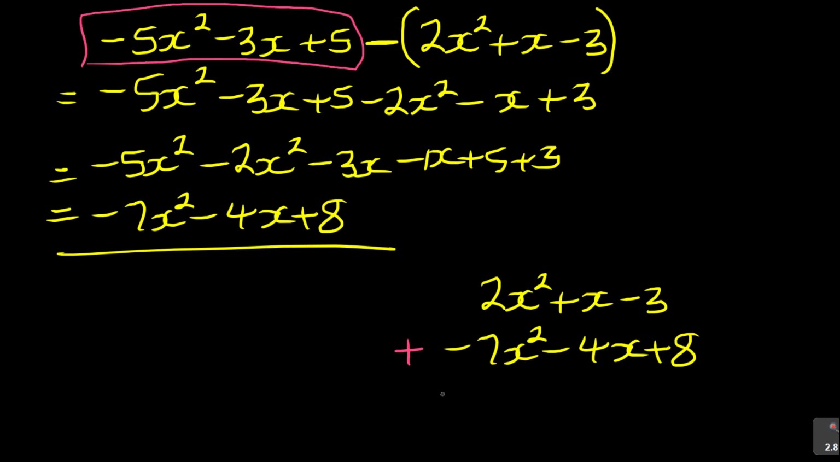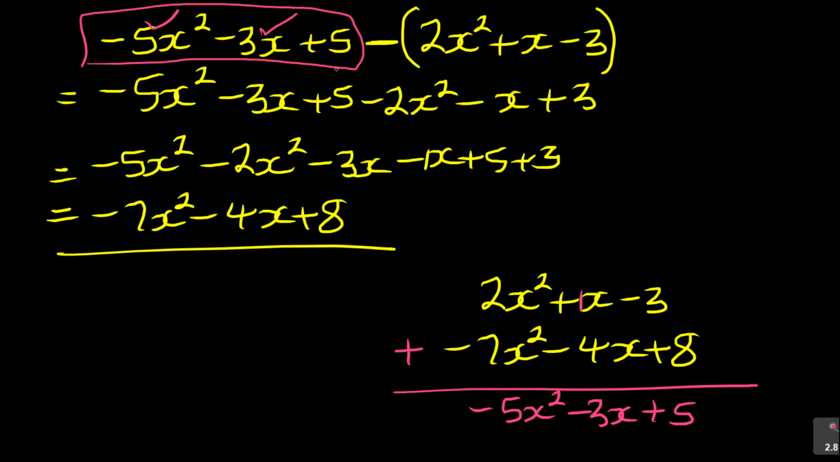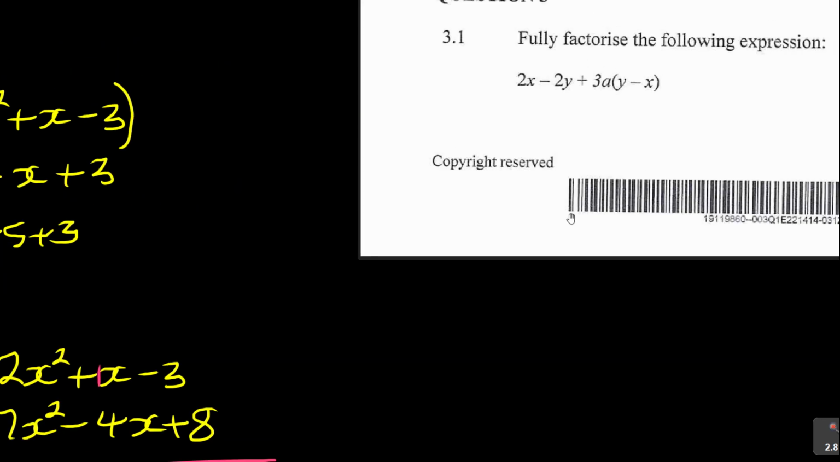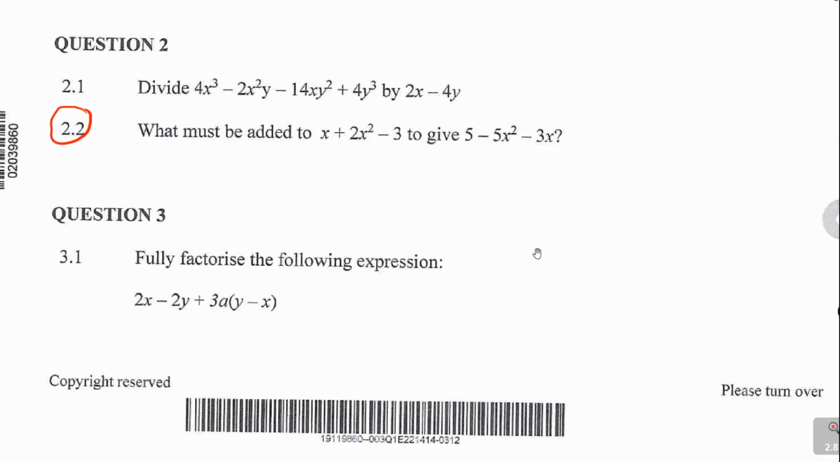Now plus, see, I'm adding minus 2x squared plus minus 7. 2 minus 7 is negative 5x squared. We tick, correct? x plus minus 4x minus 3x. This is same as x, which is 1 minus 4. We tick. Minus 3 plus 8 is positive 5. You tick. So what must be added? This is the guy that must be added. A bit twisting you there, but you be the judge.